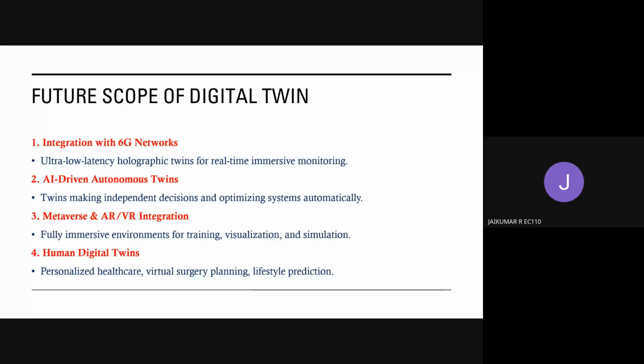That field is one of the emerging fields in the 6G network area. So if we are integrating the 6G network with the digital twin, we can have low latency holographic twins for real-time monitoring. Next one is AI-driven autonomous twins. Twins making independent decisions and optimizing the system automatically.